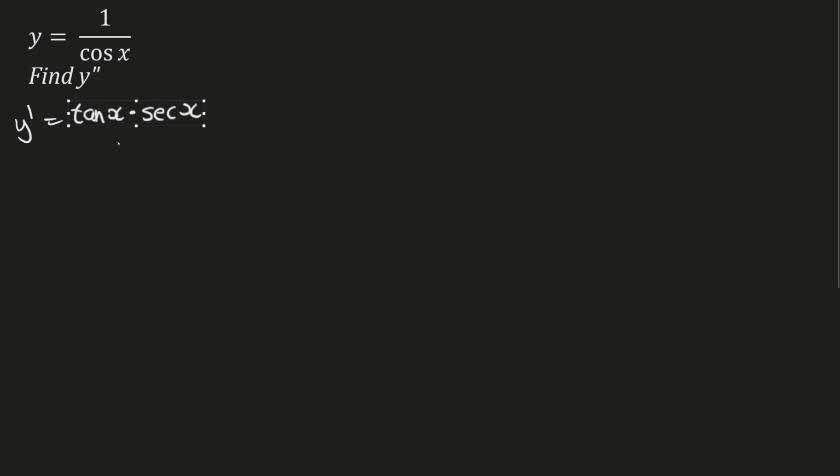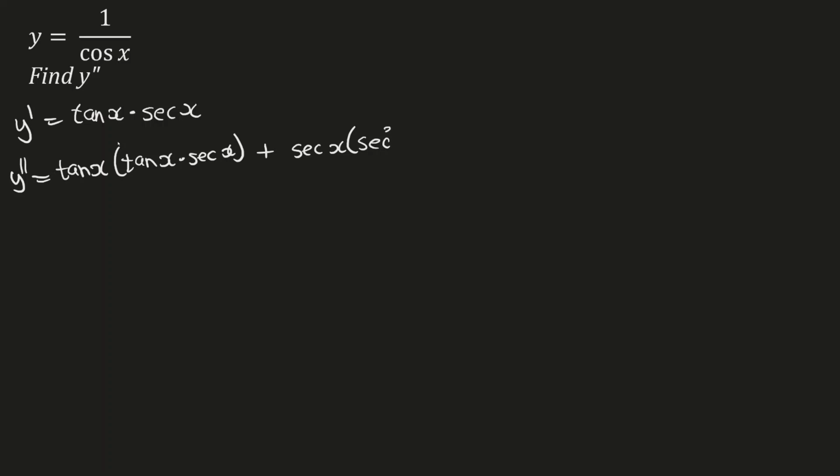Now let's get started on finding what y double dash is, which is the derivative of the expression on top, which is y dash. So we use the multiplication rule, so we have tan x times the derivative of secant x, which is tan x times secant x, plus secant x times the derivative of tan x, which is secant squared x. So this is equal to tan squared x times secant x plus secant cubed x.